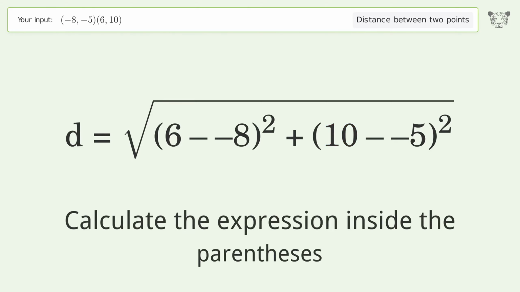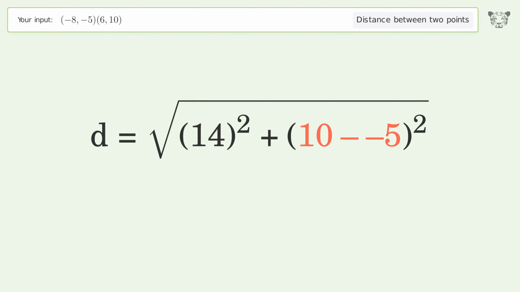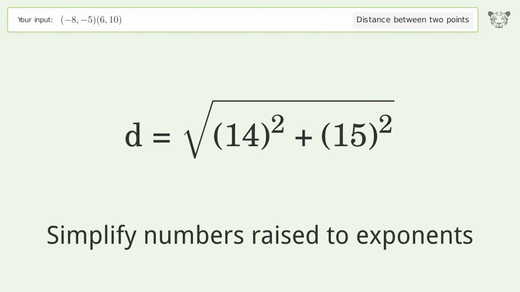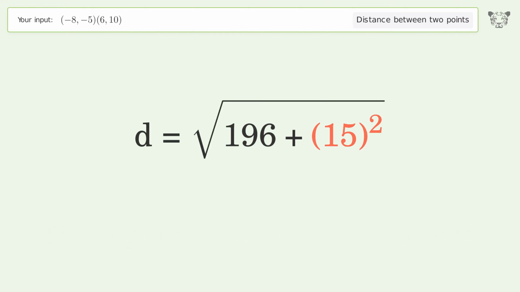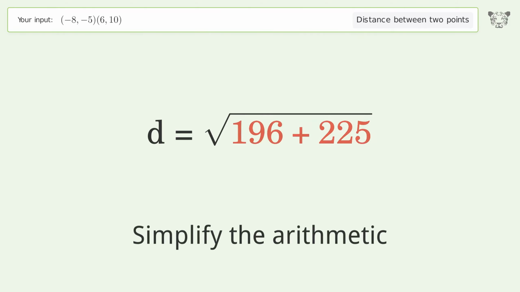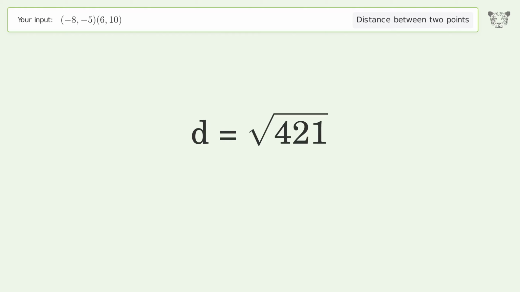Calculate the expression inside the parentheses. Simplify numbers raised to exponents. Simplify the arithmetic. And so the distance between the 2 points is the square root of 421, or 20.518.